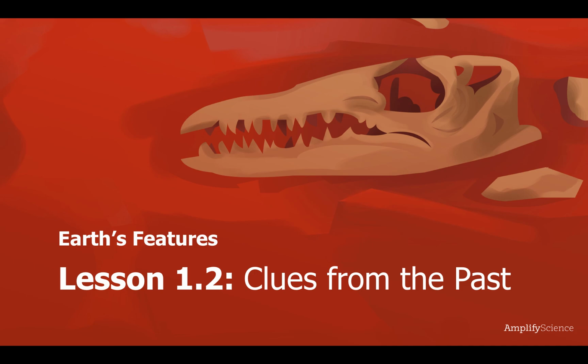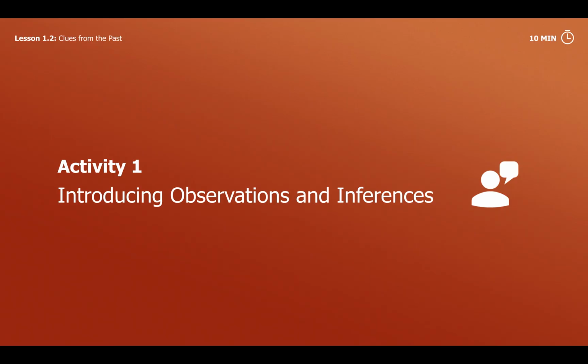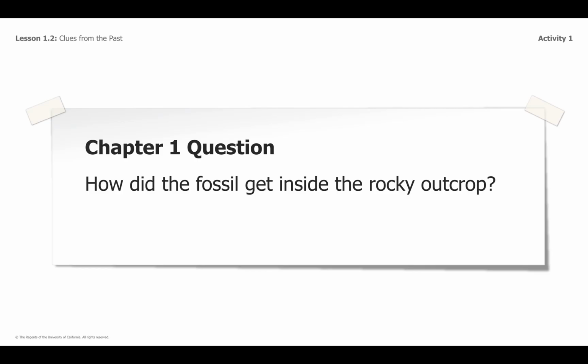Okay, we are going to move on to lesson 1.2, clues from the past. If you haven't done the previous activities involving the fossils, it's called Earth's Features. I want you to look back at the assignments and do those before you do this activity. We're going to be learning about observations and inferences. So don't worry if you don't know what that means. That's the purpose of today's lesson.